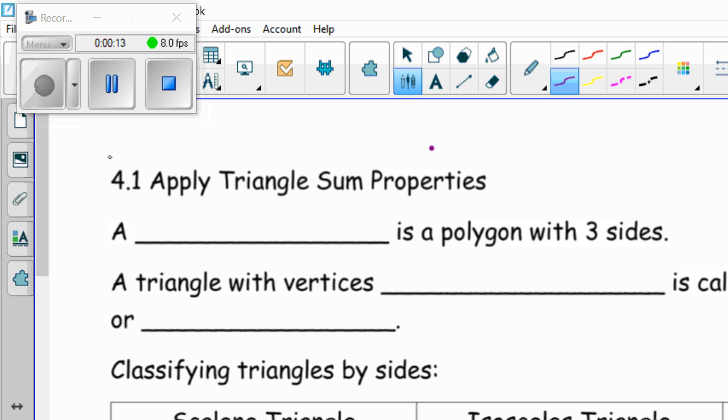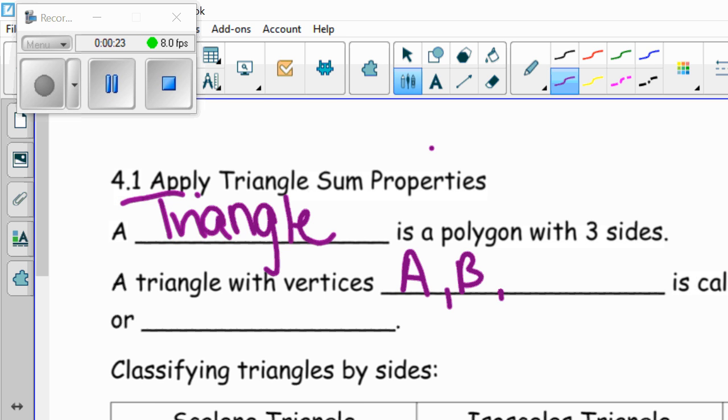So a triangle is a polygon with 3 sides. A triangle with vertices A, B, and C is called triangle ABC. Or we can use notation. Instead of writing out the word triangle, we can draw a triangle, say triangle ABC.